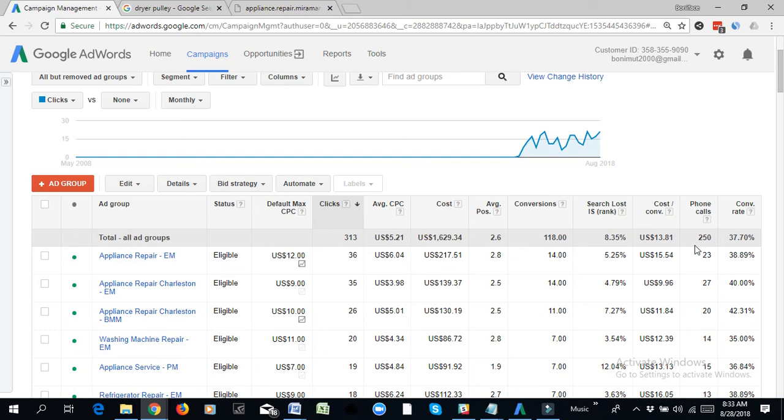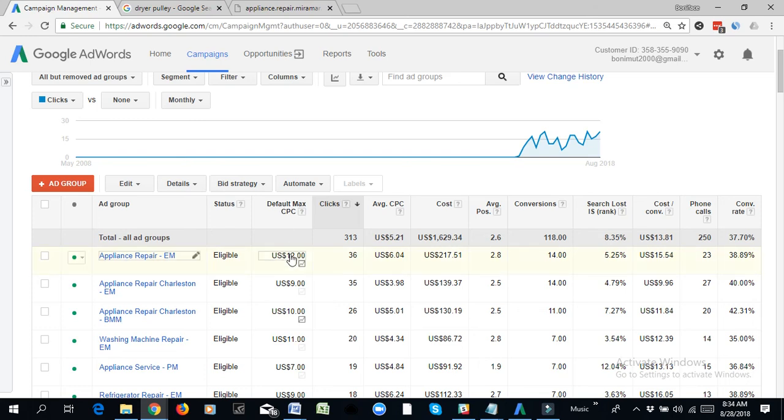Sometimes we end up reducing the default max CPC to tell Google how much we are willing to spend to get clicks or conversions from that particular ad. So when you set your default max CPC, you are telling Google how much you are willing to spend. So we also do that, but that we do as the last resort after looking at any other problems you could have with the ad group. We fix all of that before we come to the default max CPC.